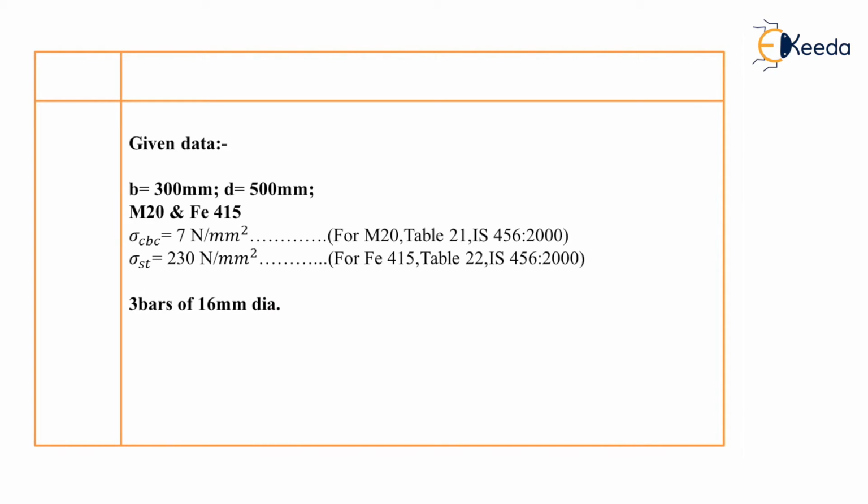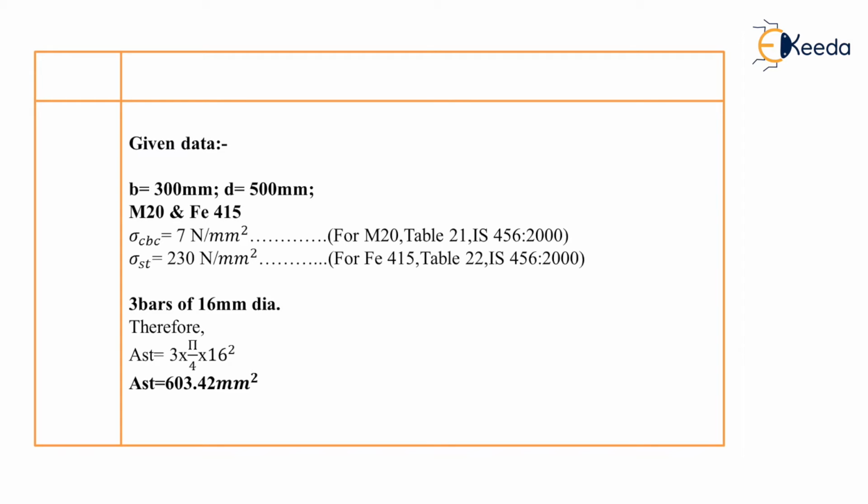Here 3 bars of 16 mm diameter are given. From that data, we can find the area of steel, and we know that by multiplying the number of bars by the area of one steel bar, we get the total area of steel. So we multiply 3 into the area of one steel bar, that is pi by 4 into diameter square, and here the diameter is 16 square.